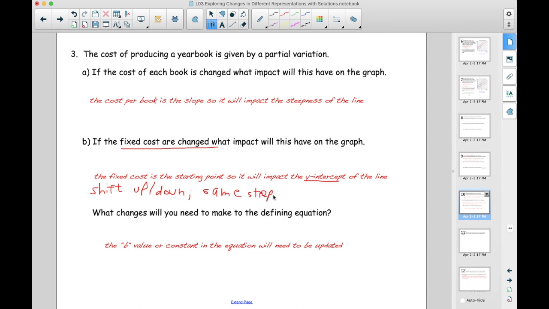All right, what changes will be made to the defining equation? The b value, or the constant in the equation, will need to be updated. So if we had cost is equal to m times n, the number of books, plus b, this is the value that will be updated or changed based on changing the fixed cost.